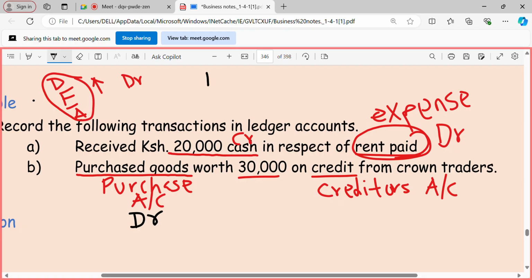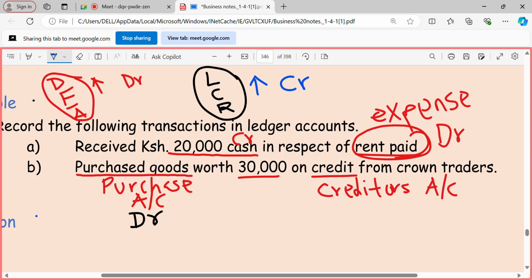And now, because of that, purchase account, you must always do what? You must always debit. Because when you buy something, it is going to increase the value of what? It is going to increase your assets. Okay? So that's why you debit. So you debit because ukinunua kitu inafanya vitu kwa nazo iko mingi, and according to rules of ledger, increase in assets, you debit. Then what about creditors account?